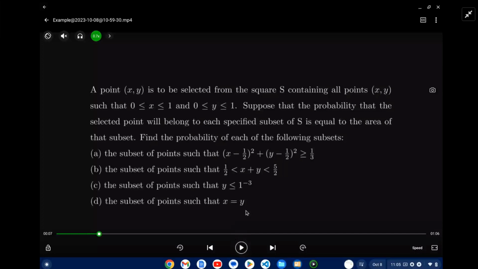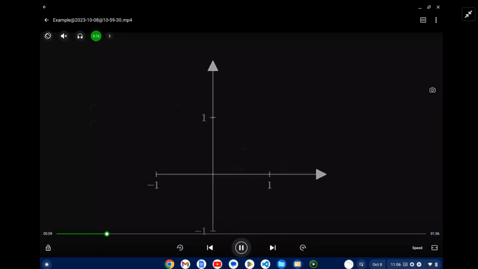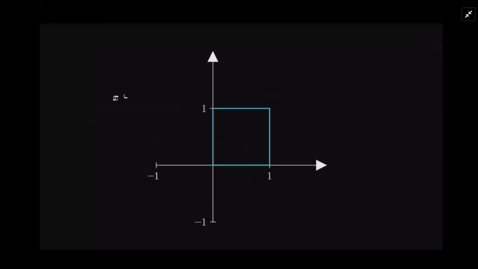Let me just say here, C, I don't really understand this as written, so I'm going to skip that one. And I'm going to partially do A. But let's start with B. Here's our square. So I'm going to write these constraints as lines.